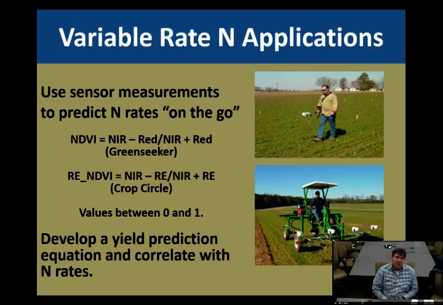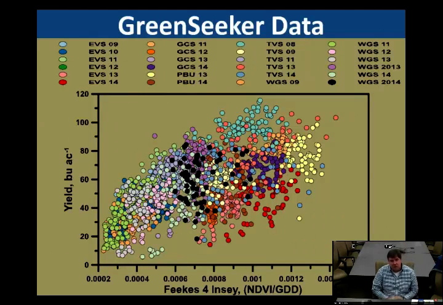And we did take a look at this over all these experiments, and I'll show you the relationship here. This is for the GreenSeeker data, and this is not just the data that I talk about, but 24 site-years of data related to wheat and nitrogen fertility that we conduct in Alabama. And you can see here that we plot yield versus this Feeks 4 INSEY, which stands for in-season estimate of yield. It's basically the NDVI divided by the growing degree days from the time it was planted to the time you did the sensing.